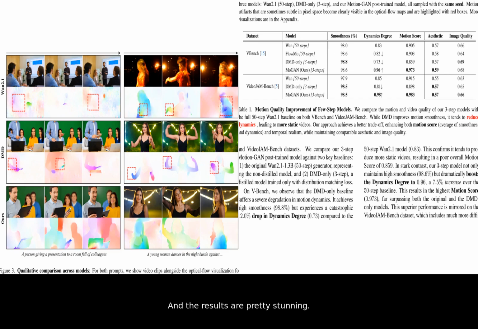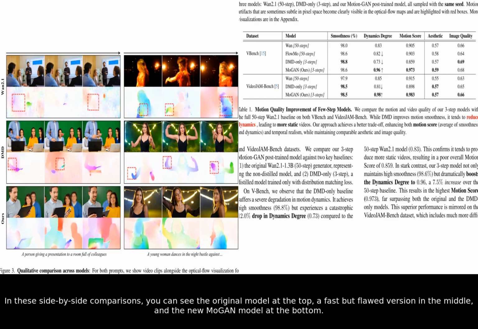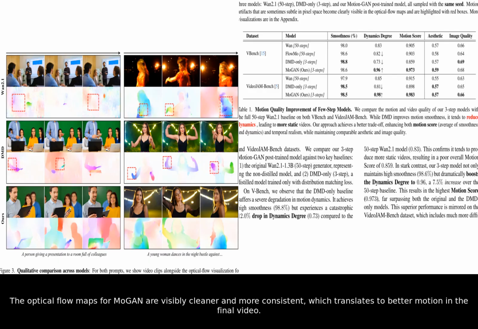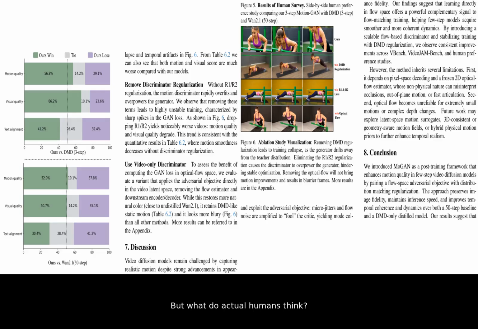And the results are pretty stunning. In these side-by-side comparisons, you can see the original model at the top, a fast but flawed version in the middle, and the new MoGAN model at the bottom. The optical flow maps for MoGAN are visibly cleaner and more consistent, which translates to better motion in the final video. The table here confirms this with hard numbers, showing a dramatic boost in the dynamics degree and overall motion score. But what do actual humans think?